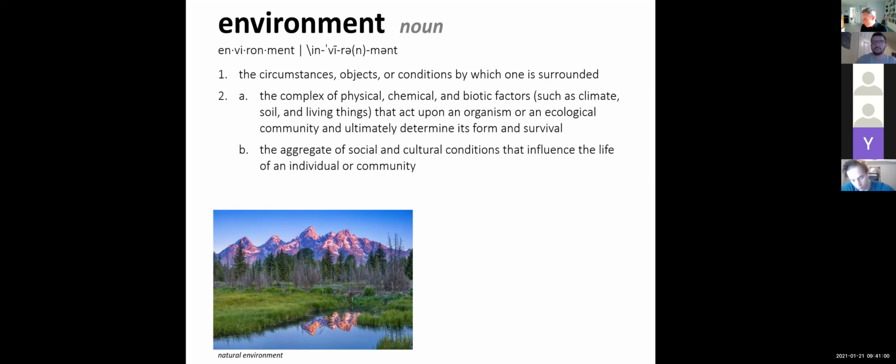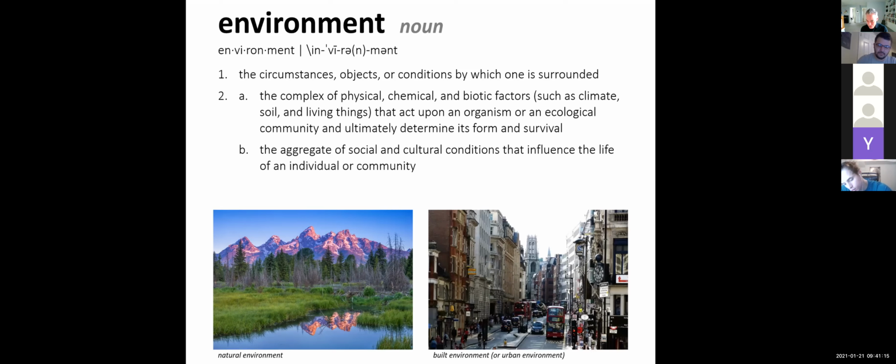And in common parlance, most people would understand the word environment to basically mean this: the natural environment, which is what most people associate the word environment with. But that word can also refer to something like this. This is a built environment, right? This is the human environment that we live in. So environment can refer to both of those things. It's just anything that surrounds you that influences your life and the life of the larger population.